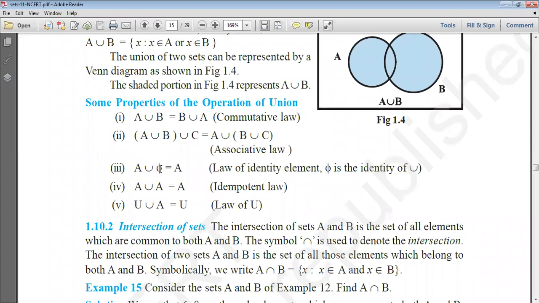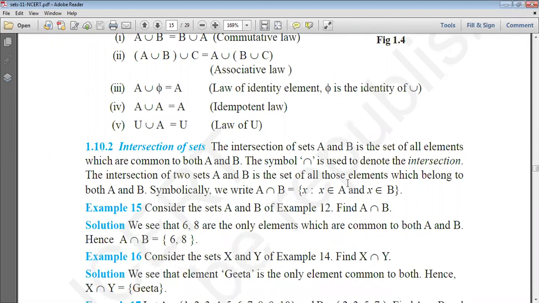Phi has no element, so the union of phi with any set leaves the set as it is. If two same sets are considered in a union, the answer will be the same, A, so A union A is obviously A. With the universal set, the union of A is taken, so definitely the bigger one is the result. The universal set is the collection of all elements and A is lying there. These are very simple properties.